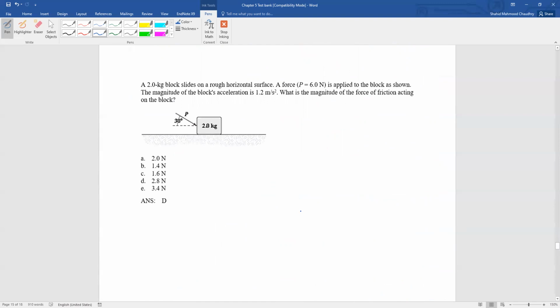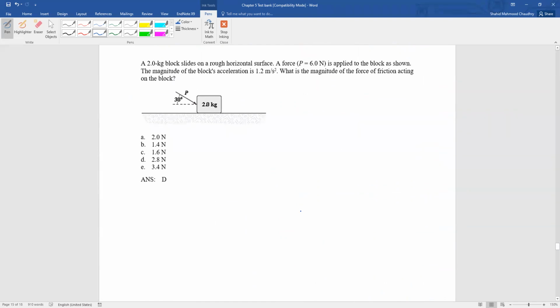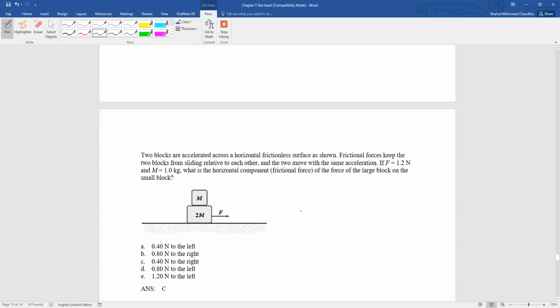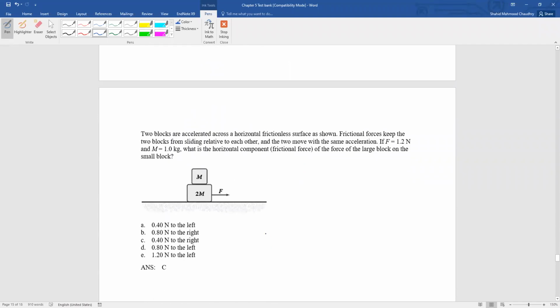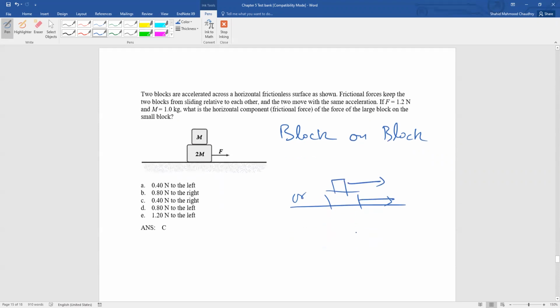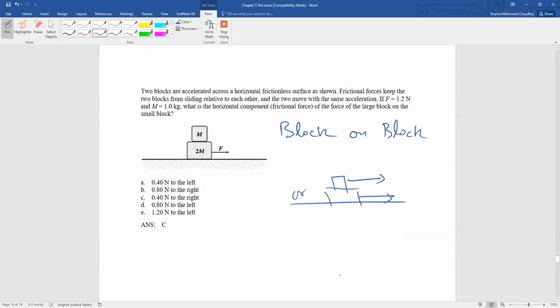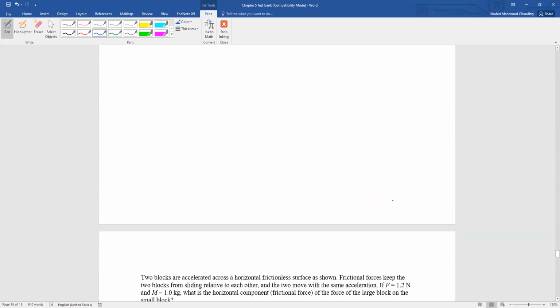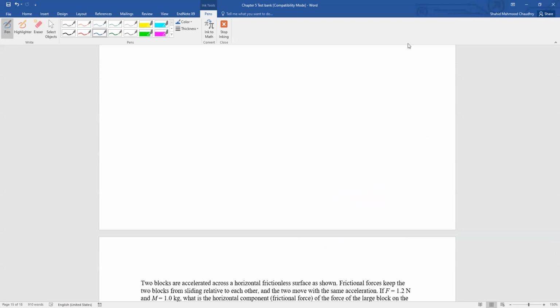Okay, this is the same type of problem. It has no difficulty, I think. This is an easy one, you can solve it yourself. Okay, these are the problems related to block on block. You can see this is block on block. You have one block and over it another block. You are applying the force here or you are applying the force here. Which block is moving, when the block is moving, when the block is not moving. We will check all these conditions in the next lecture, and the next lecture will be the last lecture of this chapter number 5.